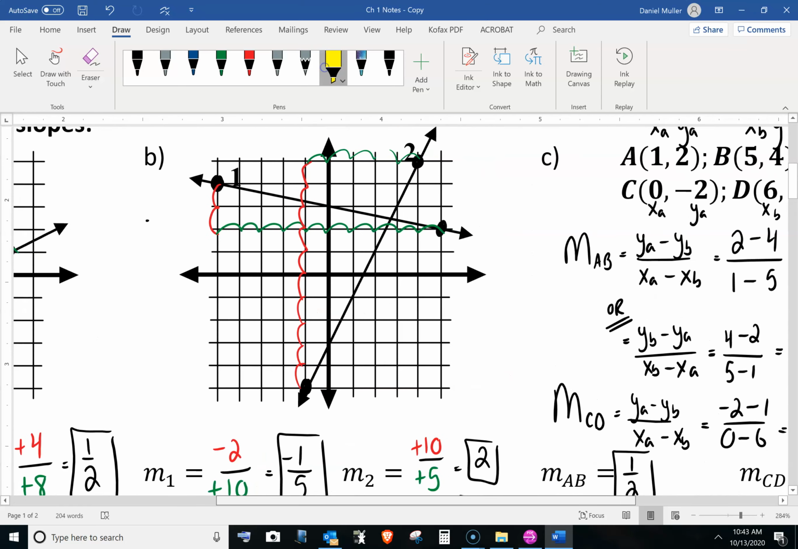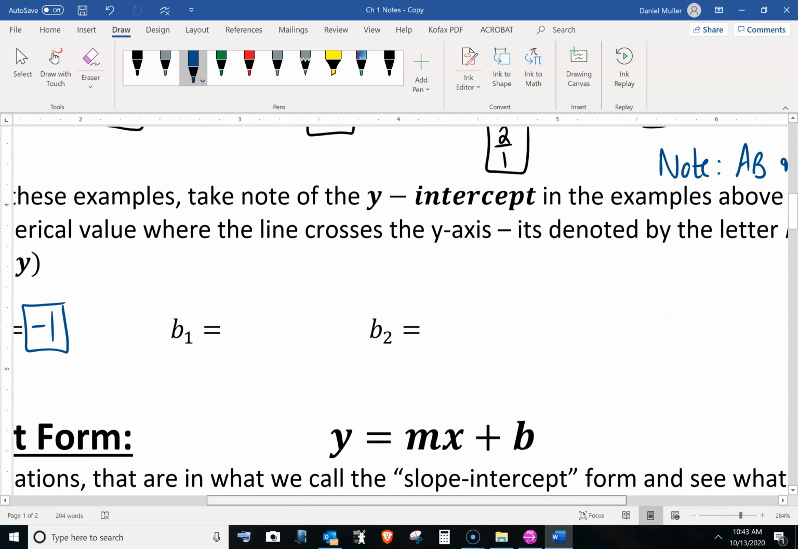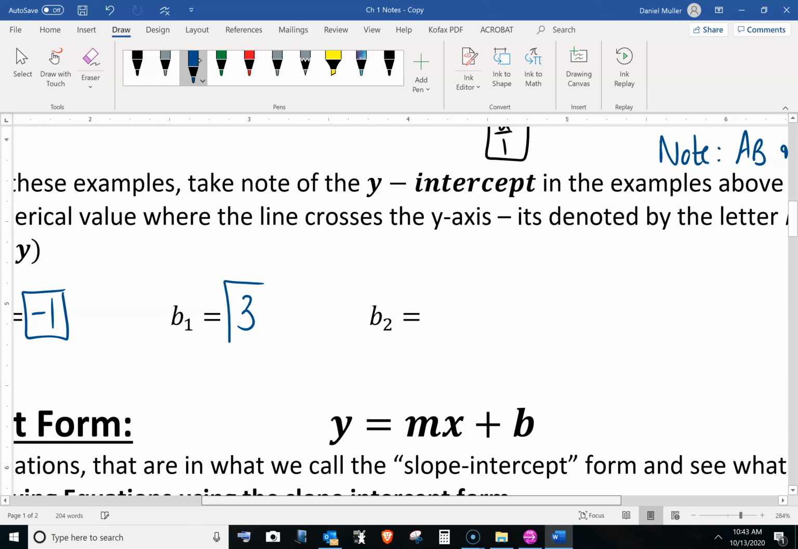Okay, so I've got line number 1 here. When do I cross the y-axis? Oh, right there. So how high is this? Well, this is 0, so 1, 2, this is a 3. So we're at a height of 3. So we say the y-intercept of line number 1 is 3.